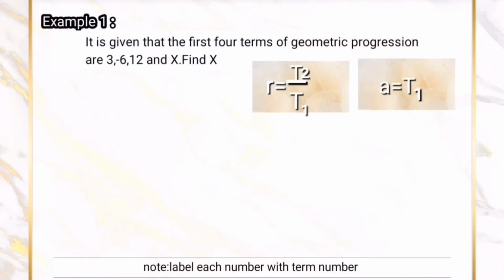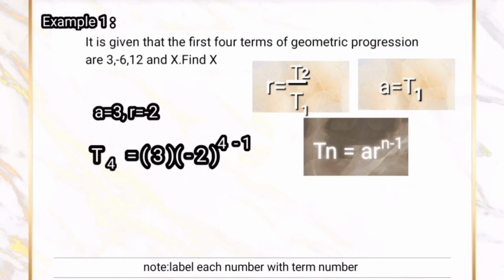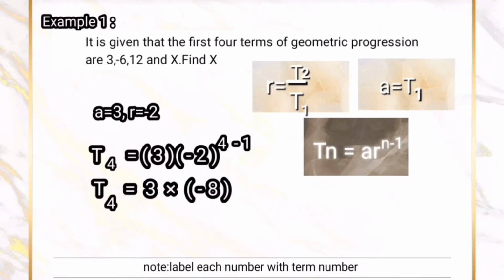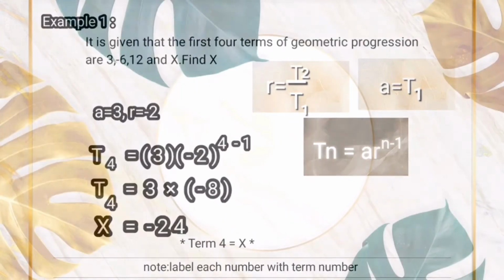Example 1. It is given that the first four terms of a geometric progression are 3, -6, 12, and x. Find x. First, use the formula r equals term 2 over term 1, and a equals the first term, and you will get a equals 3 and r equals -2. Then, substitute a and r into the formula Tn equals ar power of n minus 1, where n represents the term number, and you will get x equals -24.